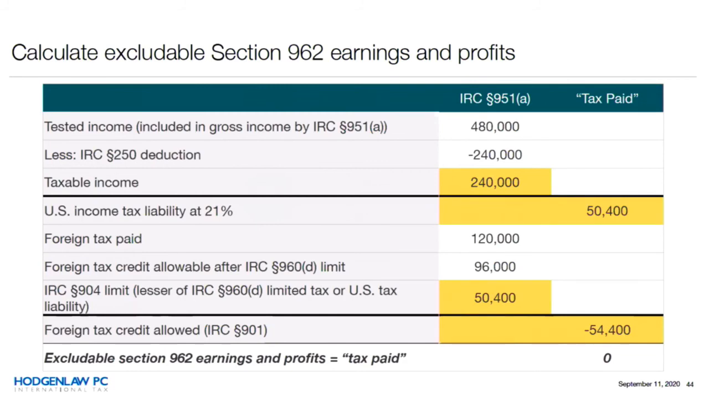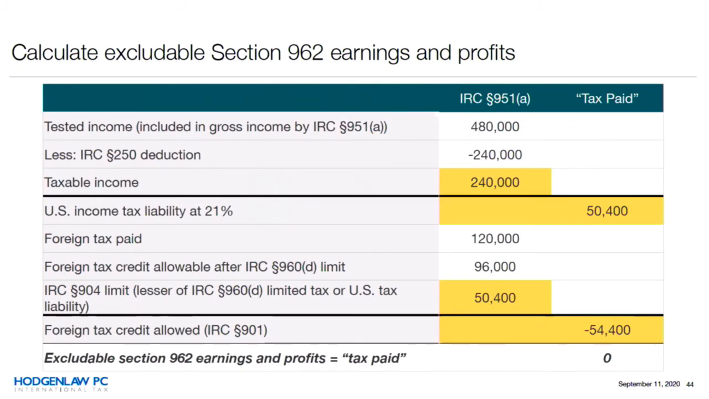What's our allowable foreign tax credit, Section 901? $54,400. A second typo. My apologies. This is bad. It should be 50,400. So they're going to offset each other. I got the bottom line right?